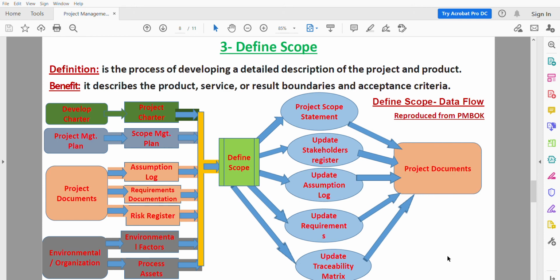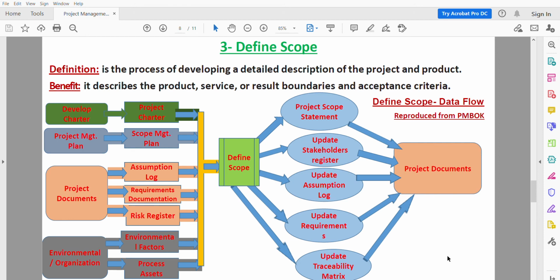So the main inputs to this process are the project charter, and we came across this before. And the second one is the project management plan, and part of it is the scope management plan. And the third input is the project documents, which are the assumption log, requirements documentation, risk register. The fourth input is the enterprise environmental factors, and the fifth one is the organizational process assets, and we talked about this also before.